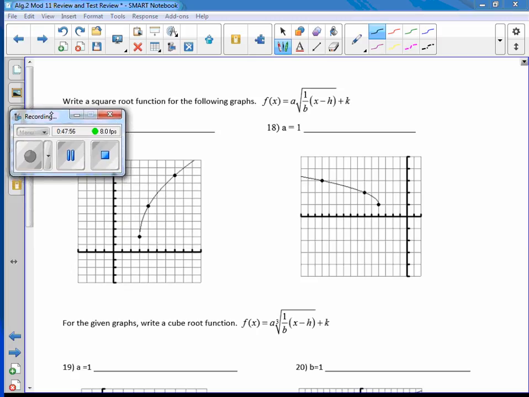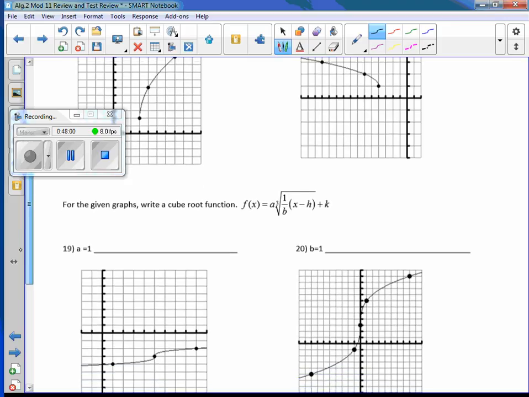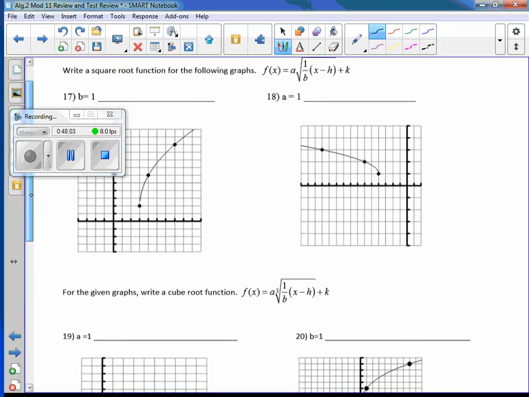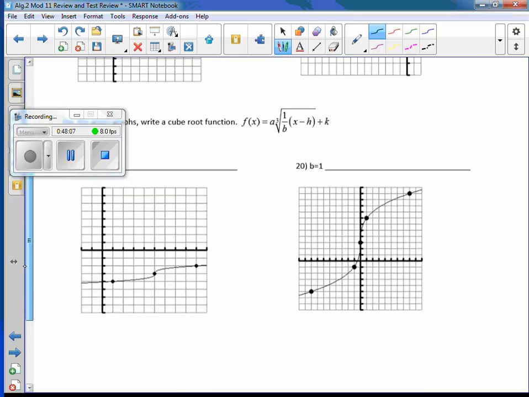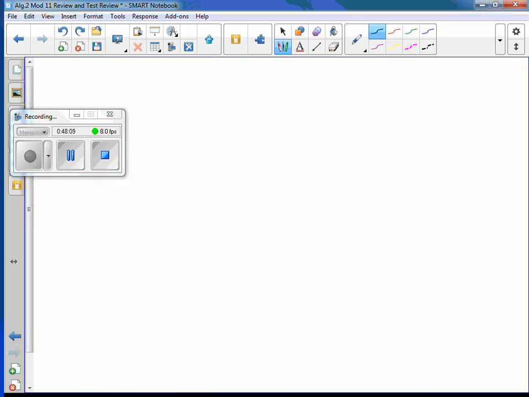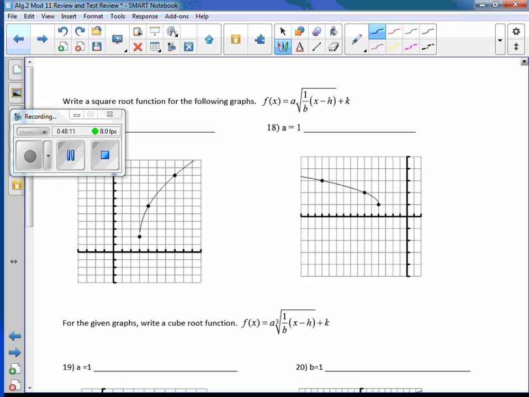All right, let's see, which one should I do? All right, I'll do 18, I guess. Okay, so in 18. So first, whenever you're doing these graphs, always find out what h and k are. H and k are the center point. So for example, on number 18, the center point is right here, which is 1, 2, 3, 4. So that's going to be -4, comma 1.